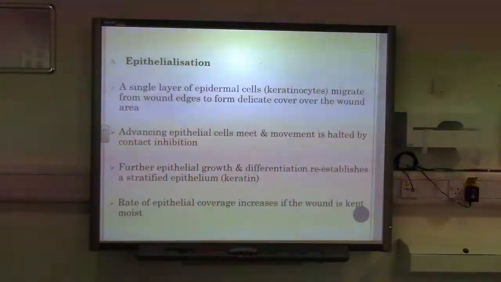The rate of epithelial cover is enhanced if the wound surface does not require debridement and the wound is kept moist, which is where our fibroblasts also come into play in order to keep that wound surface moist and allow for contraction. Further epithelial growth and differentiation re-establish a stratified epithelium and that keratin.